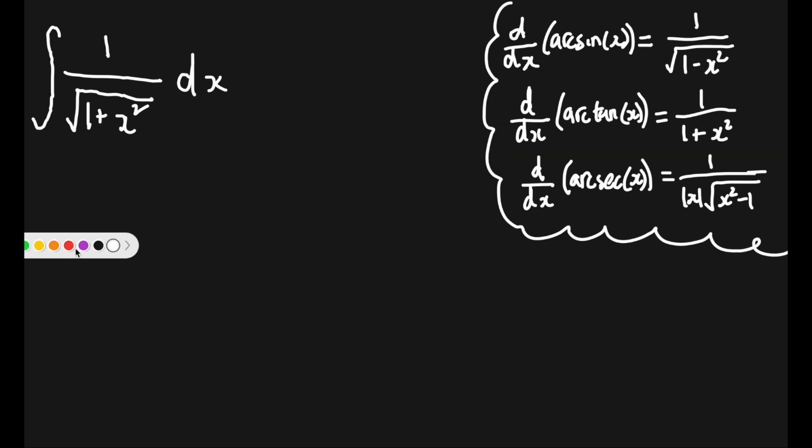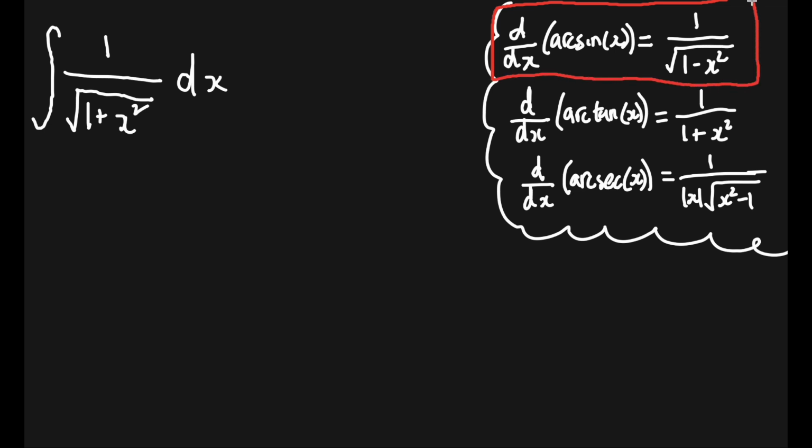After some more thinking, I settled on using arcsine of x, even though it is 1 plus x squared inside the square root for the integral we want, and 1 minus x squared for arcsine of x. I took the choice of using arcsine of ix to fix this.